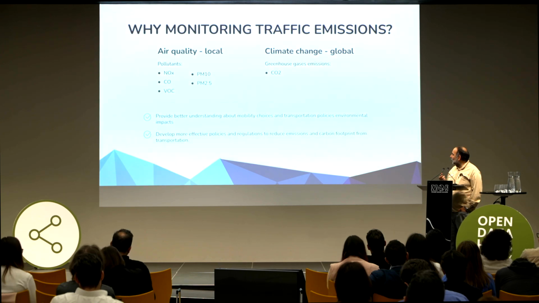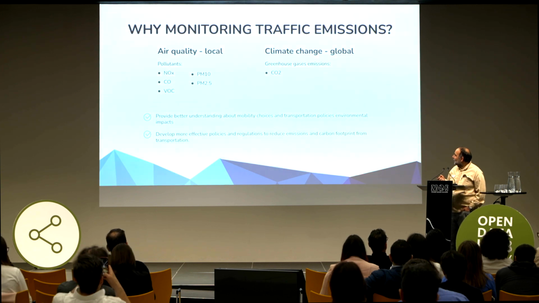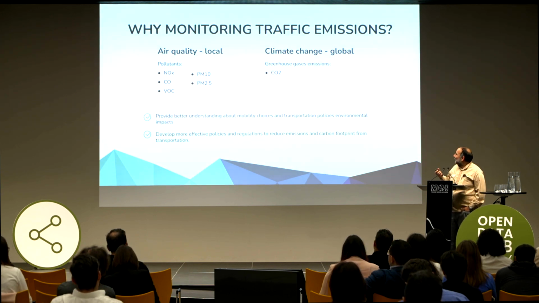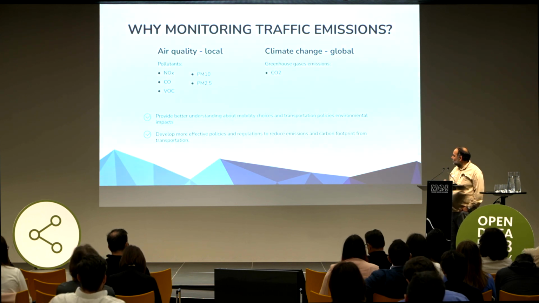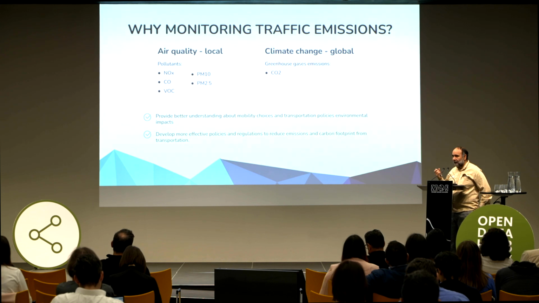Okay, first thing, why monitoring traffic emissions? First, well, traffic and then emissions. We have two issues. The first one is a local one. We need to know air quality data because pollutants are an issue for health of people. So we name this one on the left local pollutants, for example, nitrogen dioxide, PM10, carbon monoxide. On the other hand, we have a global issue, and this is related to greenhouse gases emissions.